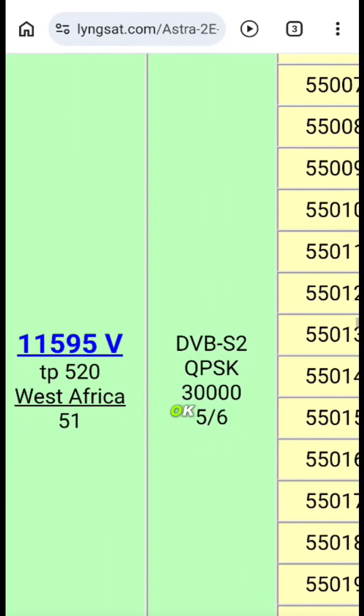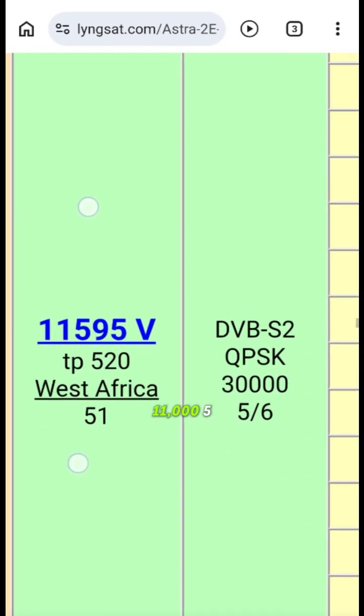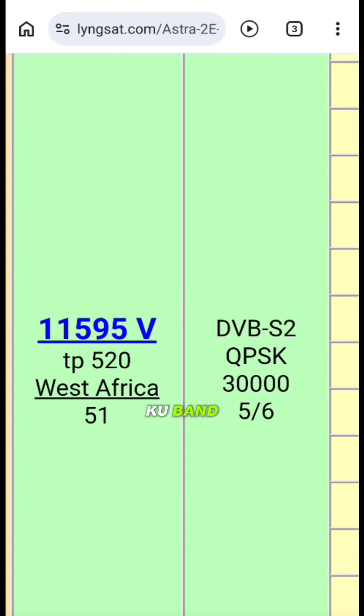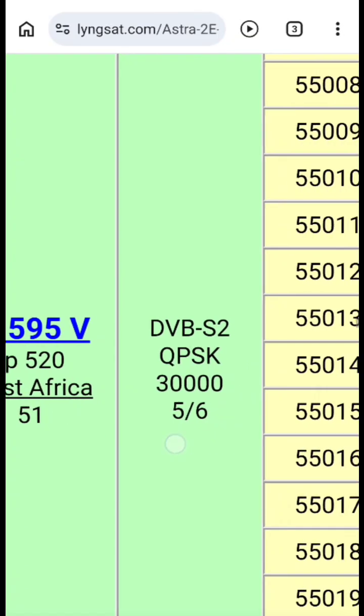That's the meaning. Now this 11,595 is a Ku band. Ku band. There's a particular kind of LNB that you use, a smaller one. Why? Because of signals that are within 4 digits. Let's say for instance you have a signal that is 4080, it is not Ku band. What it means is that you need a bigger dish to be able to track that kind of channel. That's what it means.